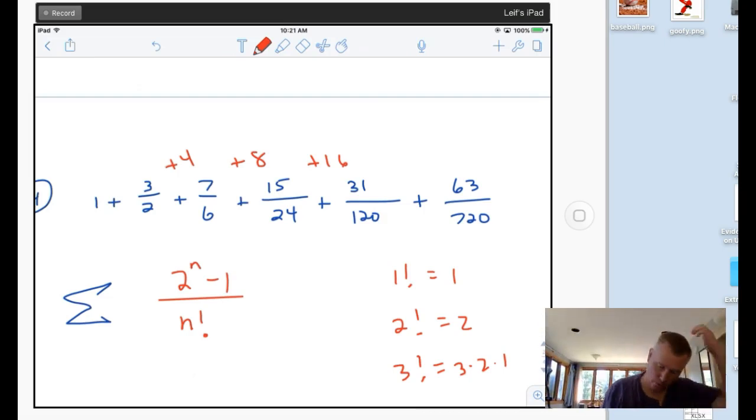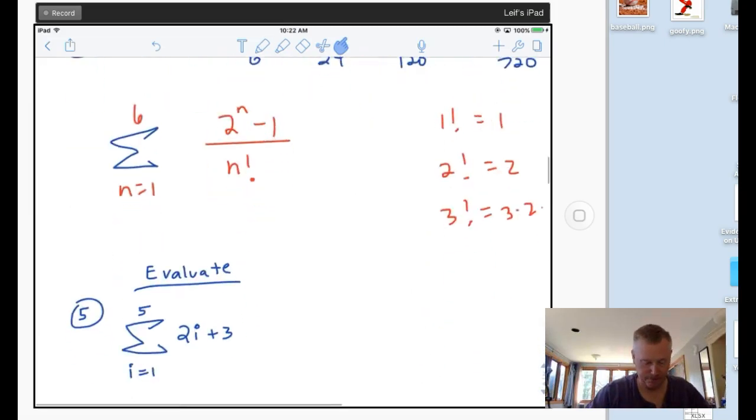So where did I go from? N started with 1, and it went up to 6 factorial, which gives you 720. So it goes from 1 to 6. Okay, so there's that one.